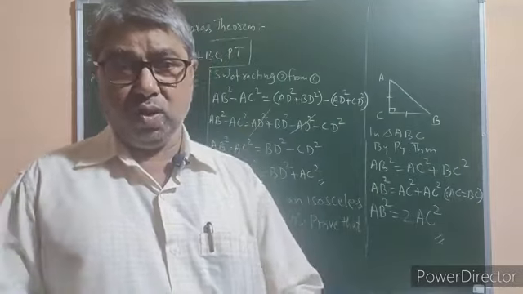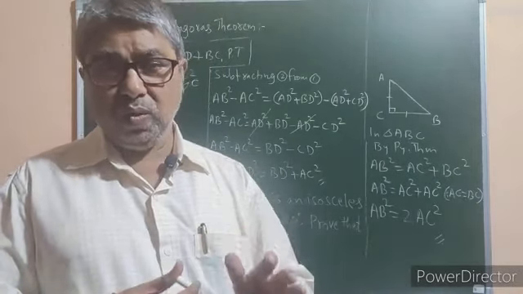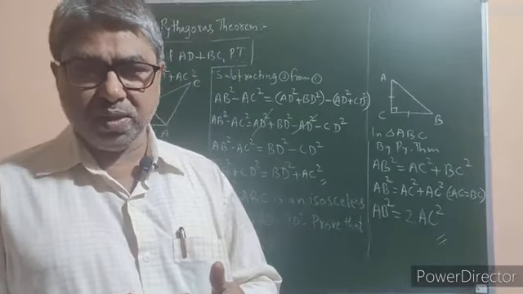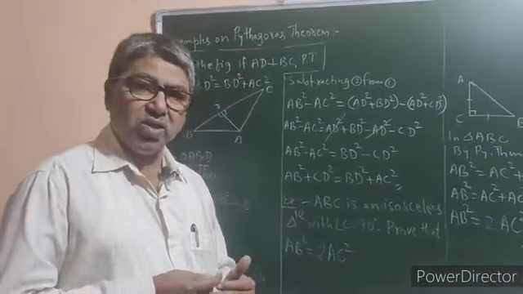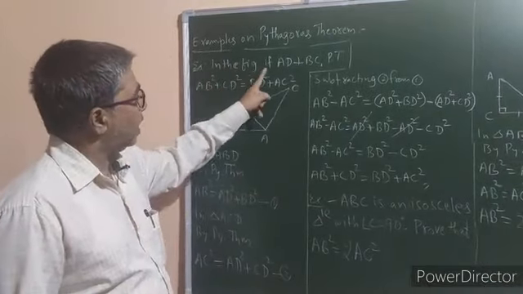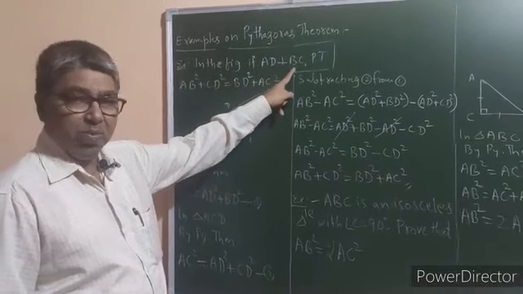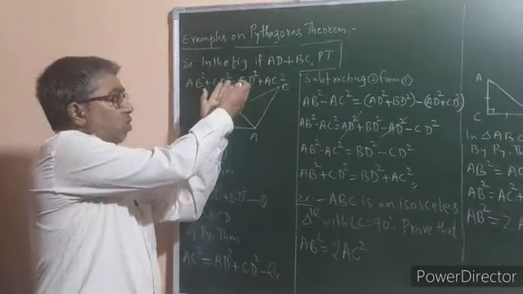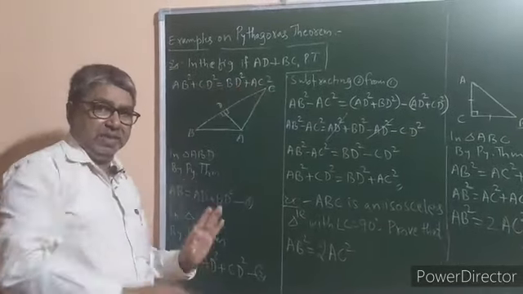As you know, we are solving examples involving Pythagoras theorem. We have seen 6 to 8 examples. Now in this video, let us solve a few more examples. The first example is in the figure, if AD perpendicular BC, prove that AB square plus CD square is equal to BD square plus AC square.